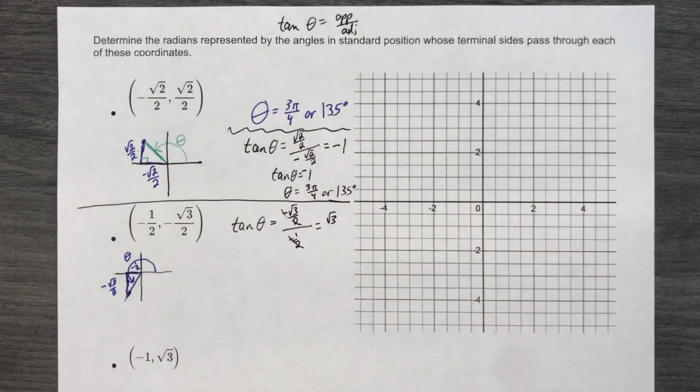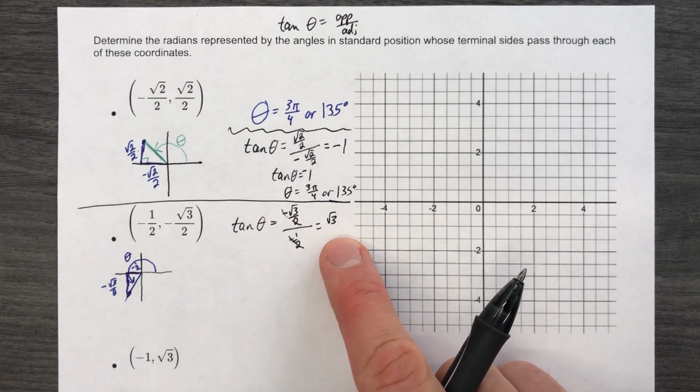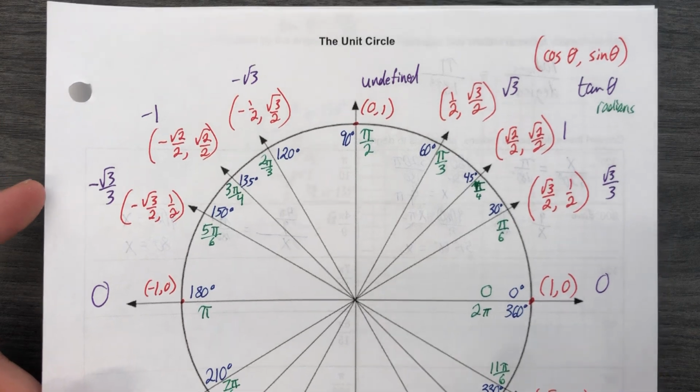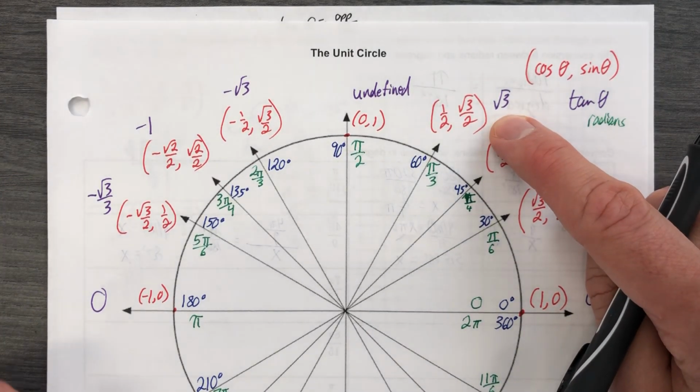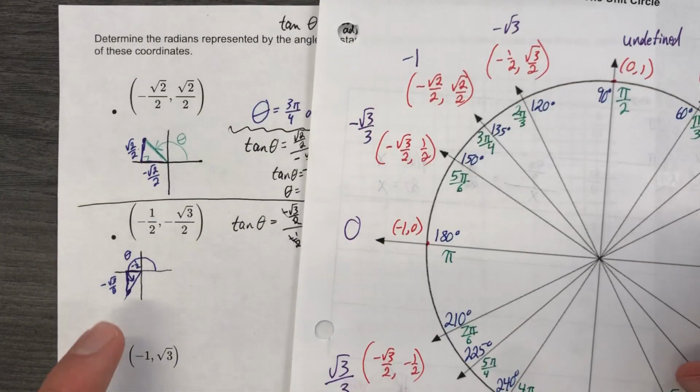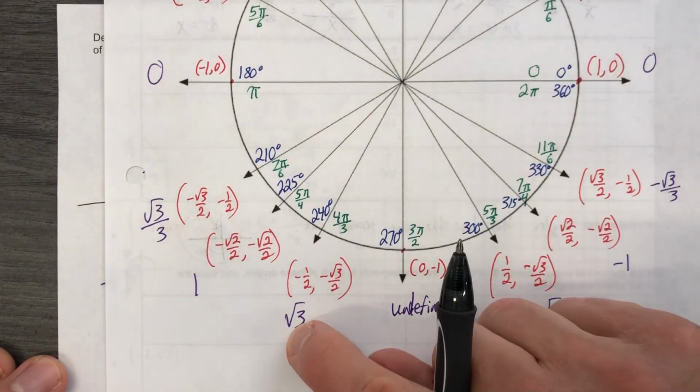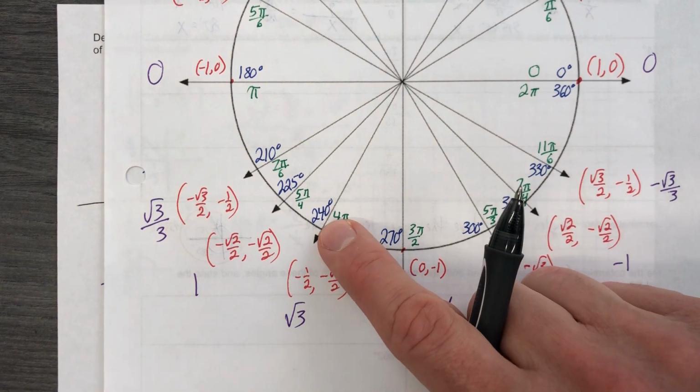So what I really want to know is, where is tangent equal to the square root of 3? Tangent is equal to the square root of 3 here. Okay, well that's great, but that's not where I'm looking for because I've already drawn a picture. I know it's down here. So also here, there it is. And so the answer, again, is 4 pi over 3 or 240.